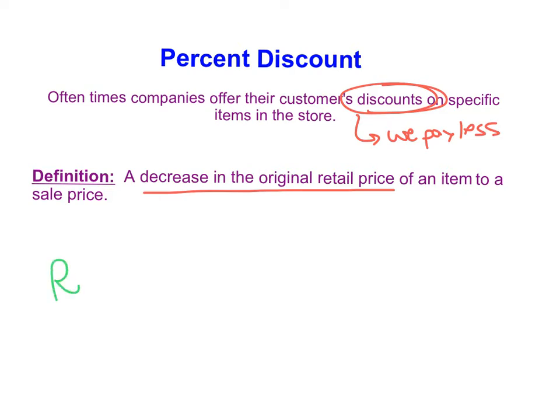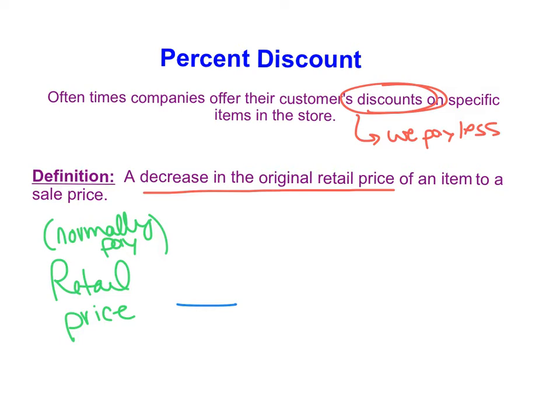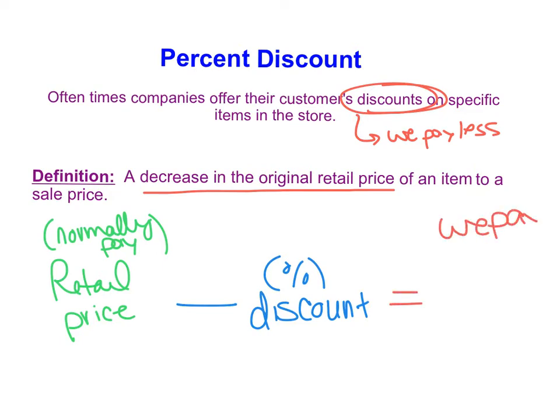So in order to calculate this, we're going to take our retail price. Remember, this is what we normally would pay for that item. And we're going to subtract out our discount, which will be some sort of percent of that retail price. So we're going to subtract out the discount so that ultimately what we pay is this discounted price of whatever that value would be.